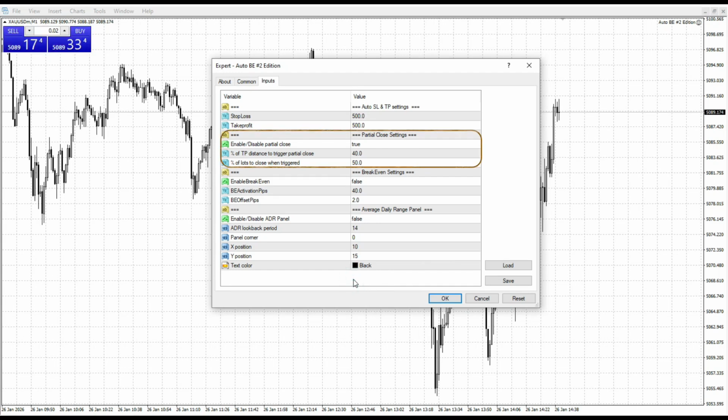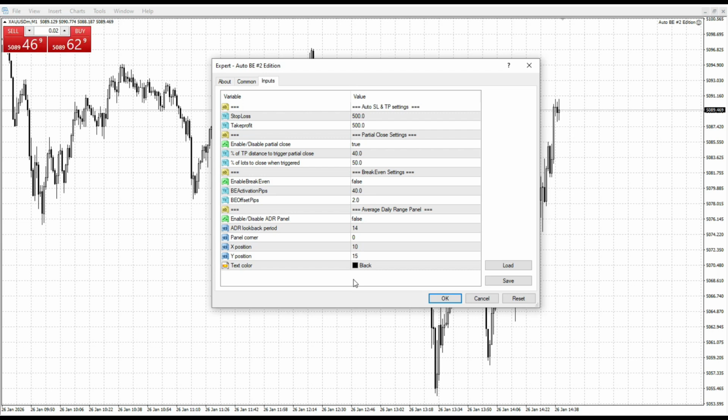The next feature is partial close. This allows the utility to automatically close a portion of your trade when the price reaches a certain percentage of your take profit. You can set both the trigger level and the percentage of lots to close in the input settings. This way, you can lock in some profits while letting the remaining position continue toward your target, all automatically.